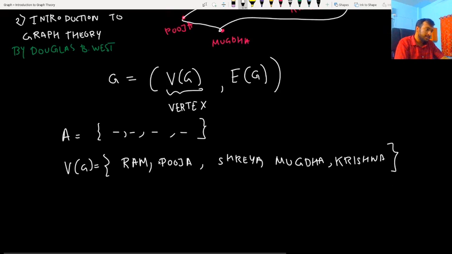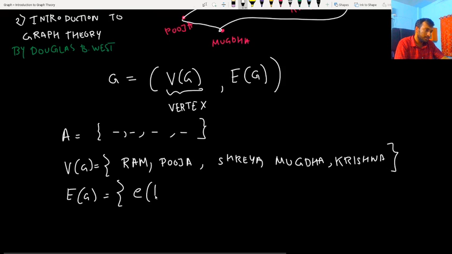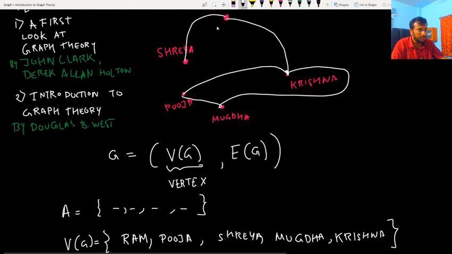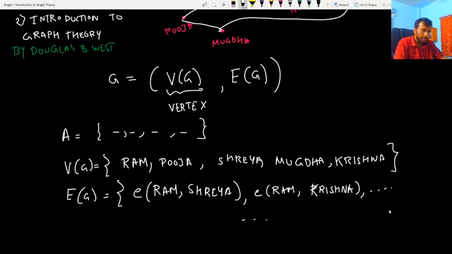And the edge set is nothing but the set of all edges. For example, I'll say that there's an edge between Ram and Shreya. And there's an edge between Ram and Krishna, and so on and so forth.